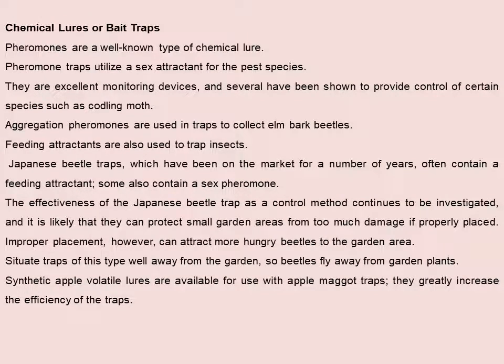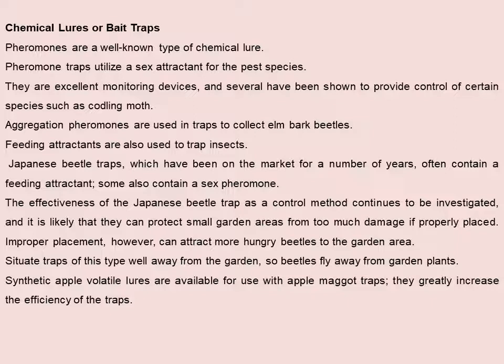Chemical lures or bait traps. Pheromones are a well-known type of chemical. Pheromone traps utilize a sex attractant for the pest species. They are excellent monitoring devices and several have been shown to provide control of certain species such as codling moth. Aggregation pheromones are used in traps to collect bark beetles. Feeding attractants are also used to trap insects.